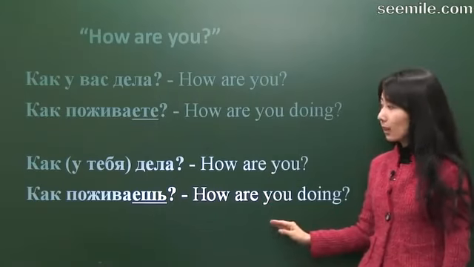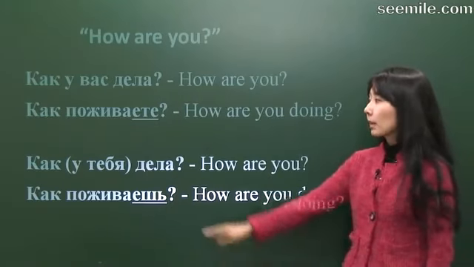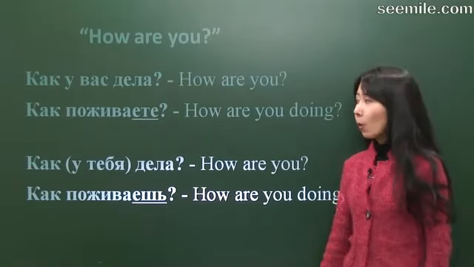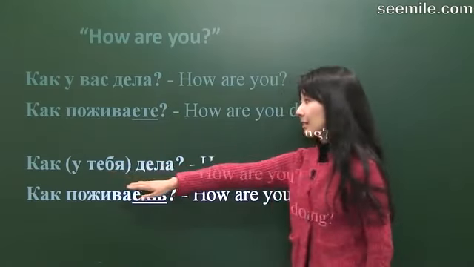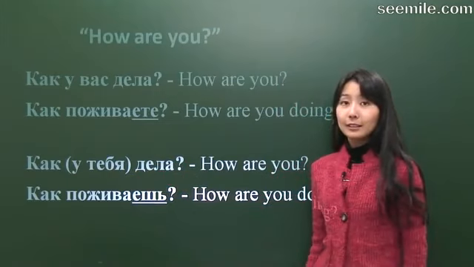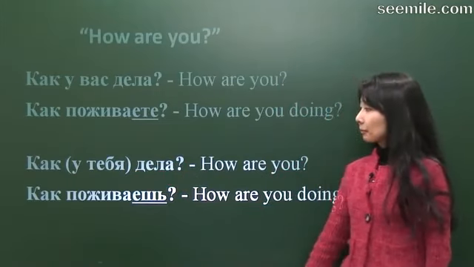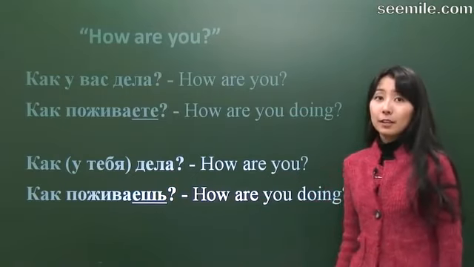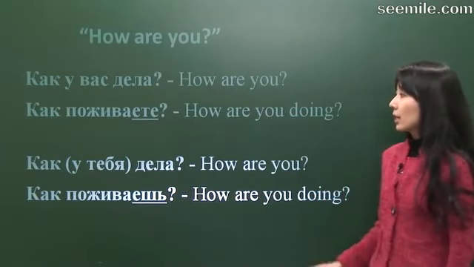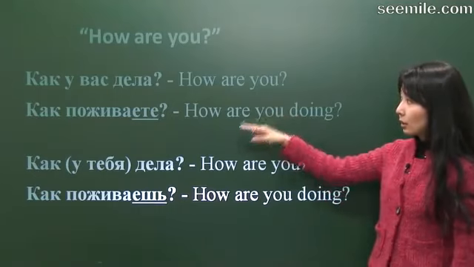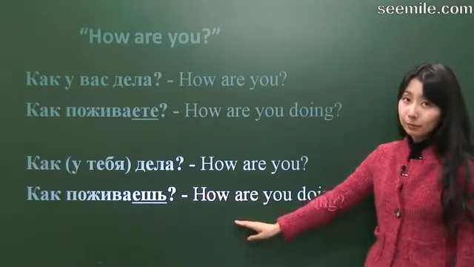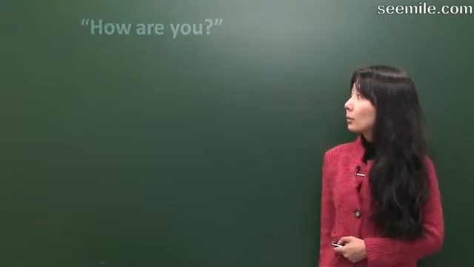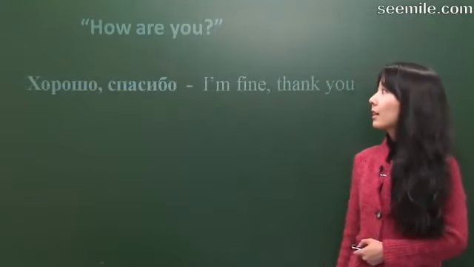and the following two phrases are the same phrases but in the informal variant. Как у тебя дела? Как у тебя дела? Or you can omit this part and say just как дела? Как дела? And the second one, как поживаешь? Как поживаешь? You will learn to tell the difference between the forms a bit later.